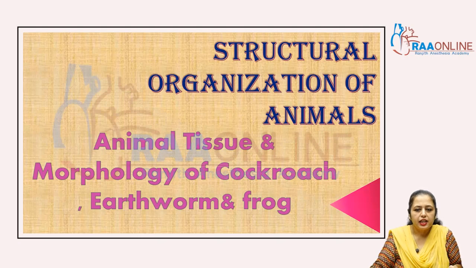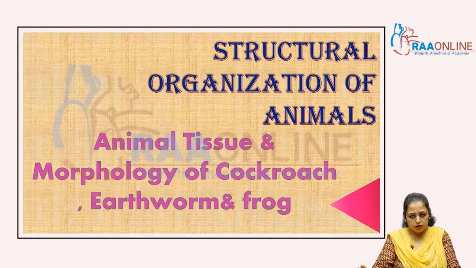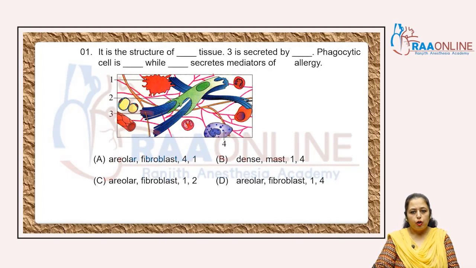In that chapter, animal tissue, we know that tissue is the basic chapter for the study of the whole of zoology, right? Actually, animal tissue, morphology of cockroach, earthworm and frog comes under the structural organization of animals, right? First, it is the structure of tissue.